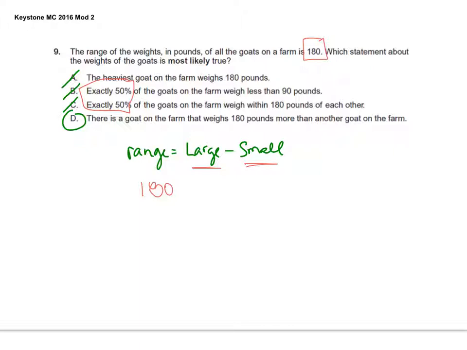And if we check and look at it, there's a goat on the farm that weighs 180 pounds more than another goat on the farm. That is exactly what's going on here. That's your definition of a difference there. So D is your best answer.